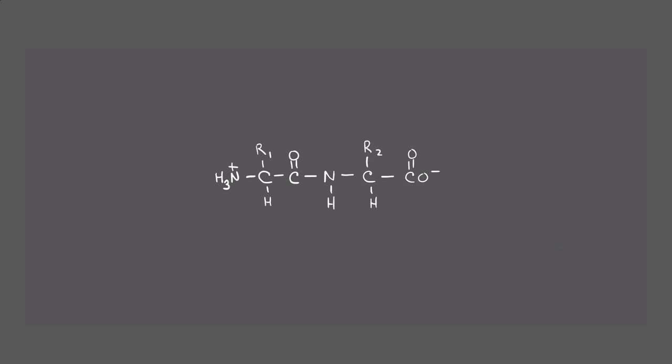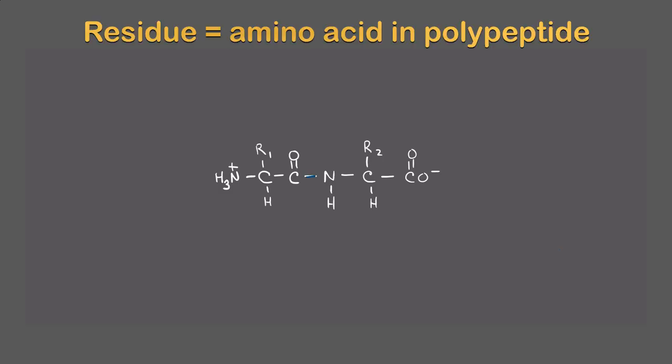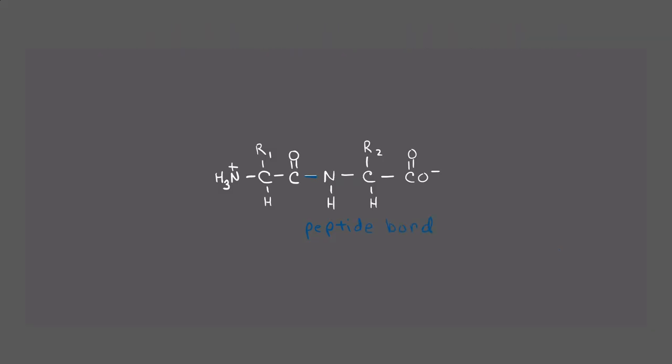Here we have a dipeptide of 2 amino acids. We can now refer to the amino acids as residues because the peptide has the residual chemistry of the 2 free amino acids. The peptide bond forms between the carbonyl carbon of one amino acid residue and the amino group of the next residue.